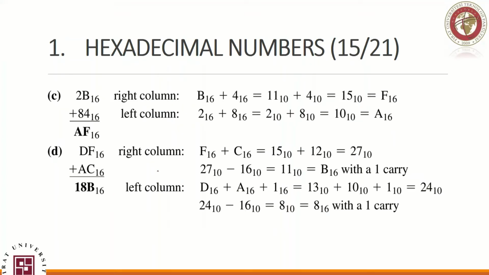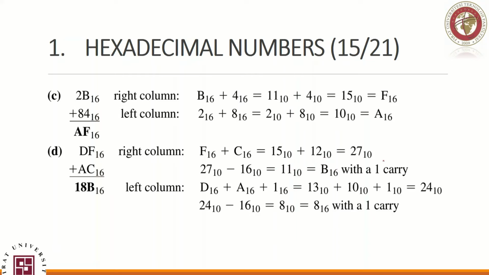Let's take another example, when we have a number that passes F. Let's take D directly, the last example. F plus C. F converted to decimal is 15. C converted to decimal is 12. So 15 decimal plus 12 decimal is 27. 27 is not a valid digit in hexadecimal, so we need to get it back to a valid digit. We need to subtract 16, we need to subtract the base. So 27 minus 16 is 11. 11 is a valid hexadecimal digit, which is B.